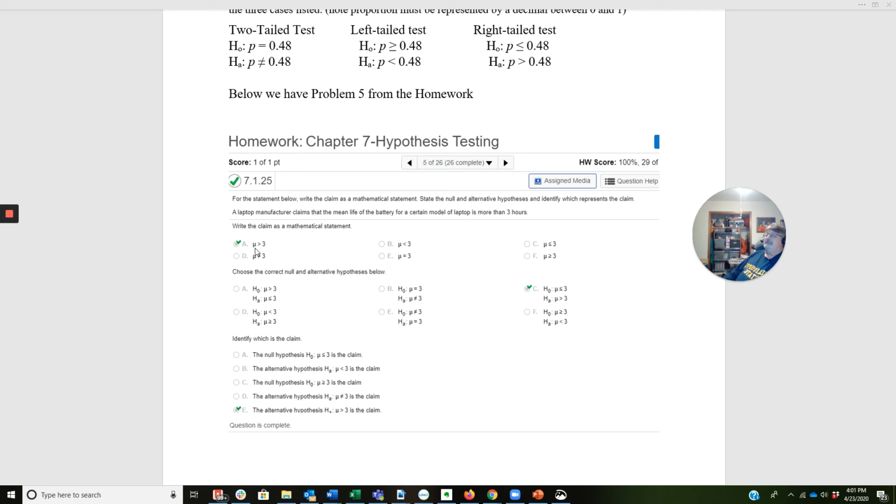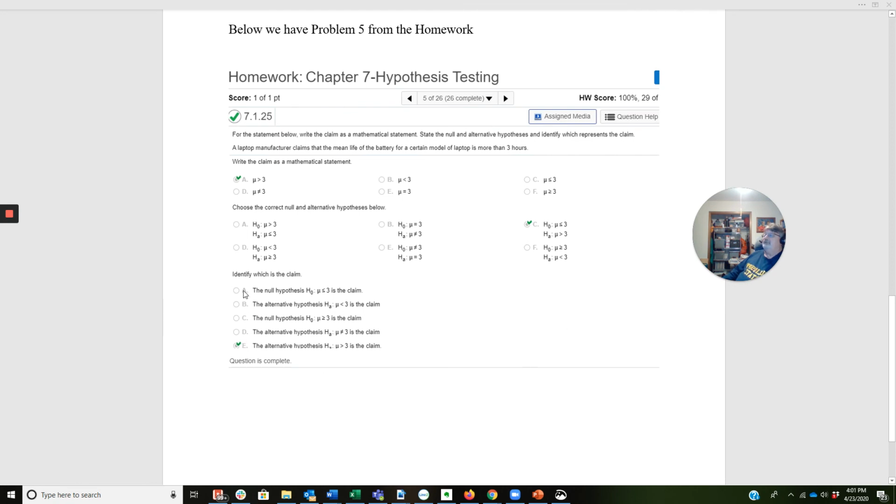That's my claim. All right. And that's the symbolic representation. So now I want to take that and use it to create the null and alternative hypothesis. Well, there's no equality in there, is there? It's just greater than. So it's got to be the alternative hypothesis, which we see is the option here with answer choice C. Mu is greater than 3, and up here, mu is less than or equal to 3. The condition of equality must always be in the null hypothesis. So our claim is actually in the alternative hypothesis. And that's what they ask us to do here. Identify which is the claim. The alternative hypothesis, H sub A, mu greater than 3 is the claim.